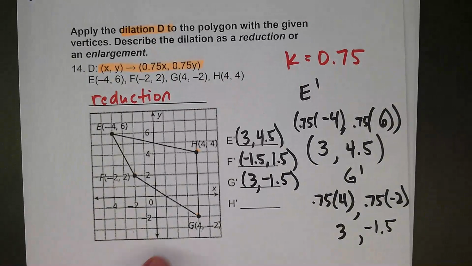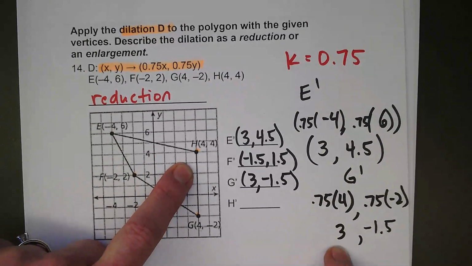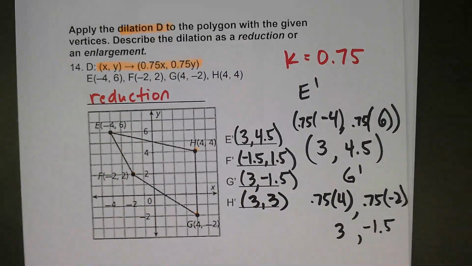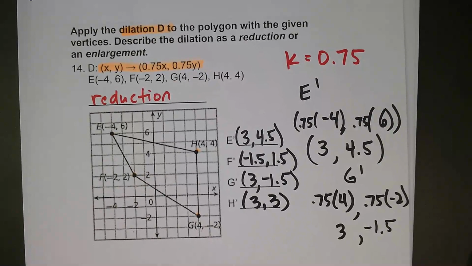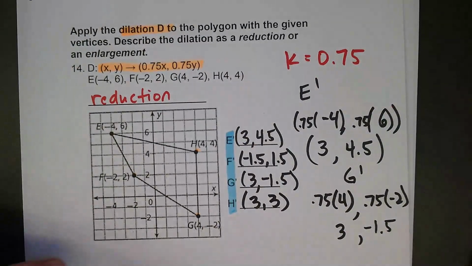And then the last one is H, which is 4, 4. We've already done that math. 0.75 times 4, I know is 3. So H prime is going to become 3, 3. These are all my new coordinates: E prime, F prime, G prime, H prime. I'll go ahead and plot these.